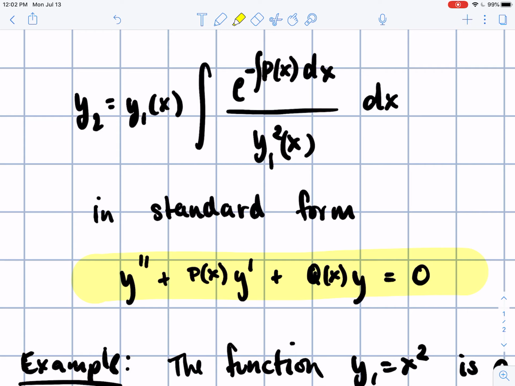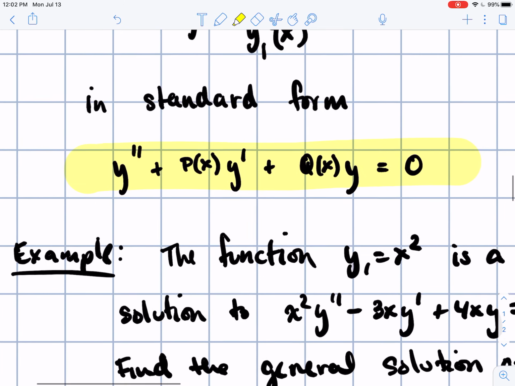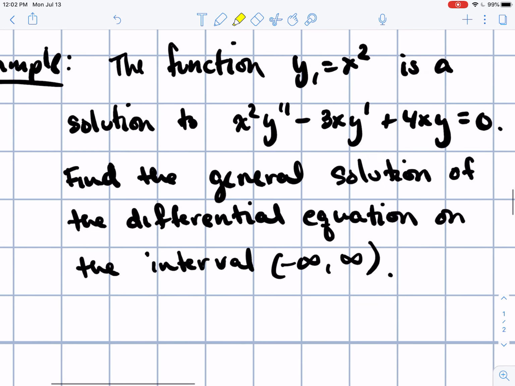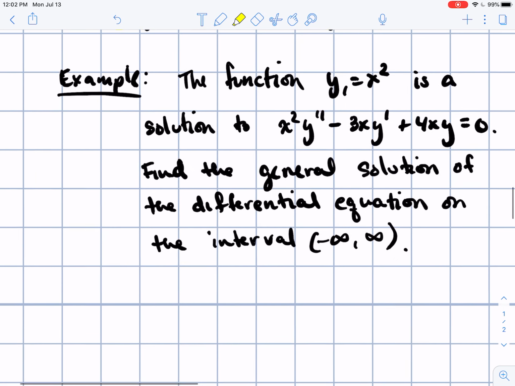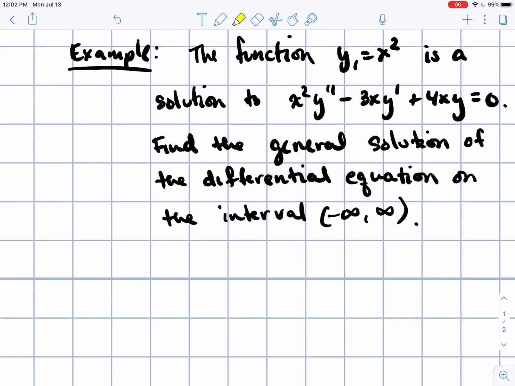So let me show you how to use this formula, and this is really straightforward. Just be careful that you do certain steps correctly, because it's not really that bad. It's pretty trivial. So say we have something like this, where they give you y1 again, and they give you a differential equation and we want to find a general solution. So what you want to do is find that y2 first using that formula. So I want to make sure that this is in standard form.